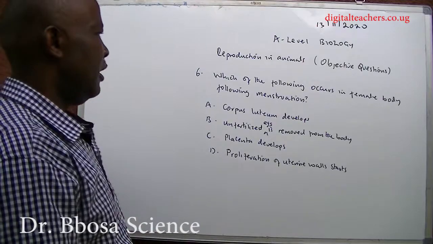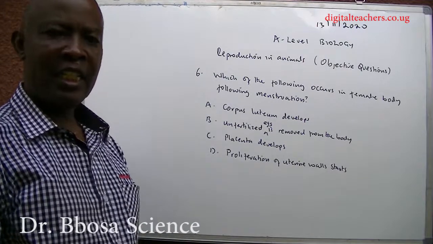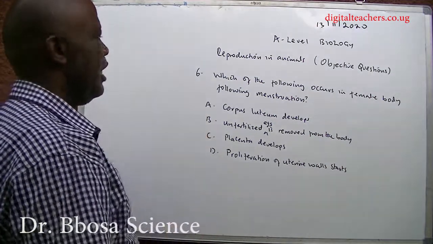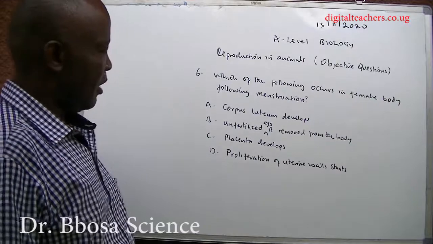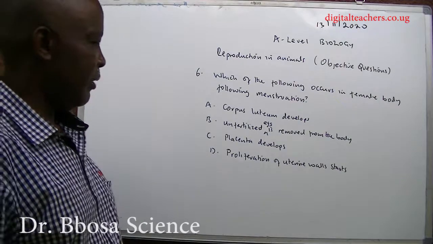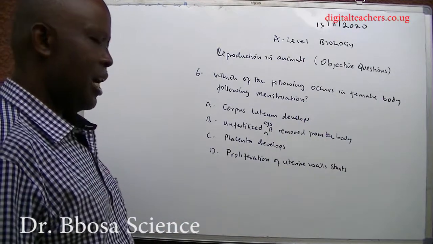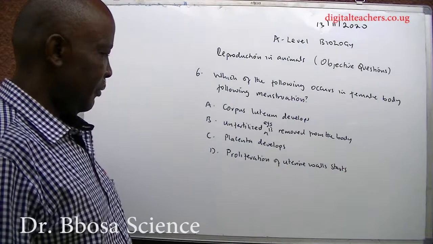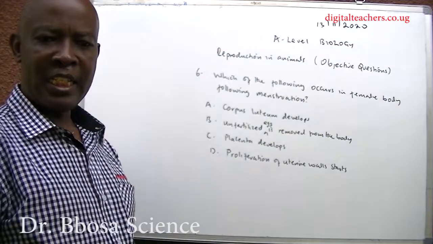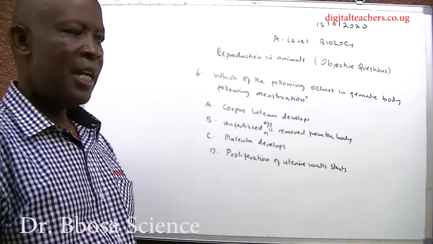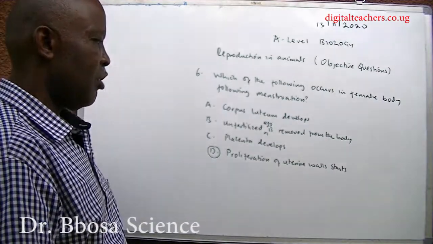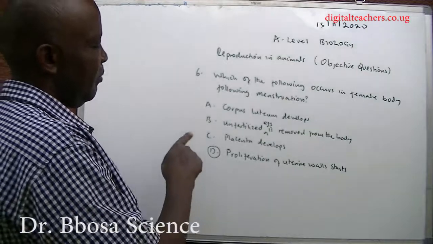Number 6. Which of the following occurs in the female body following menstruation? A. Corpus luteum develops. B. Unfertilized egg is removed from the body. C. Placenta develops. D. Proliferation of uterine wall starts. You can pause and answer. The answer is D. Proliferation of uterine wall starts.